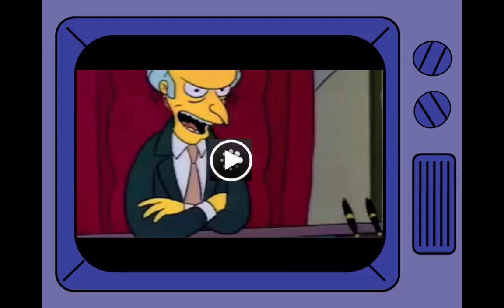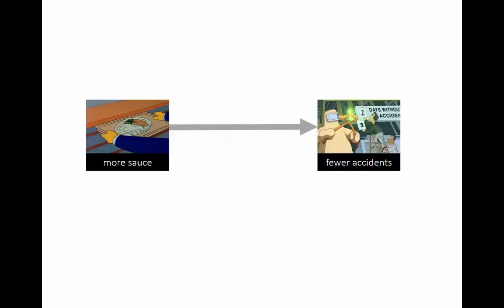So again, the Simpsons tell us so much about life. What was the story here? What is the outline? There's more tartar sauce on a Tuesday, and there are fewer accidents. And then Mr. Burns thinks, oh, that's great. Homer made it happen. It worked. Tartar sauce causes fewer accidents.